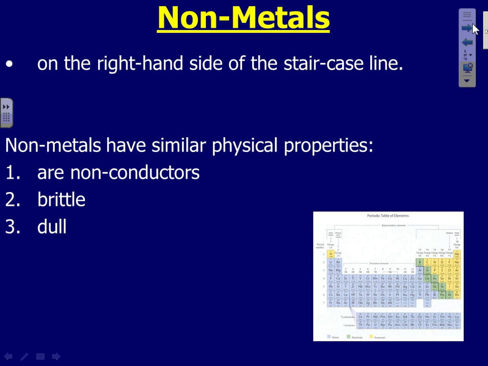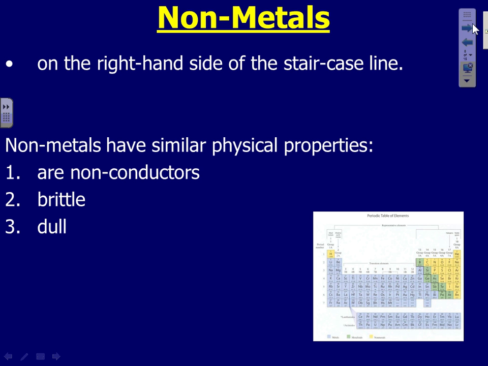So nonmetals, they're up over here. They don't conduct very well. They don't conduct at all. There are some along the stair-step line we call metalloids. Some of them can be semiconductors. You have to energize them a little bit. You have to give them a little bit of a push in order to make the electricity flow. But the nonmetals are non-conductors. They're brittle, unless they're gases, then they're gases. And they're dull. They're not shiny.